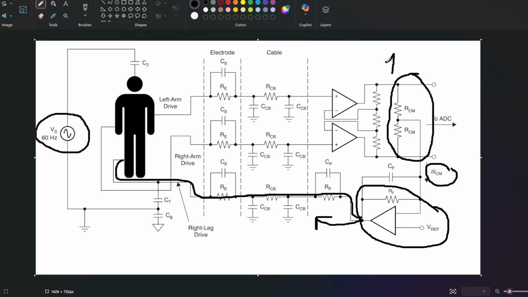It works exactly like a control system. Measure the error, generate a correction, and reduce the error.